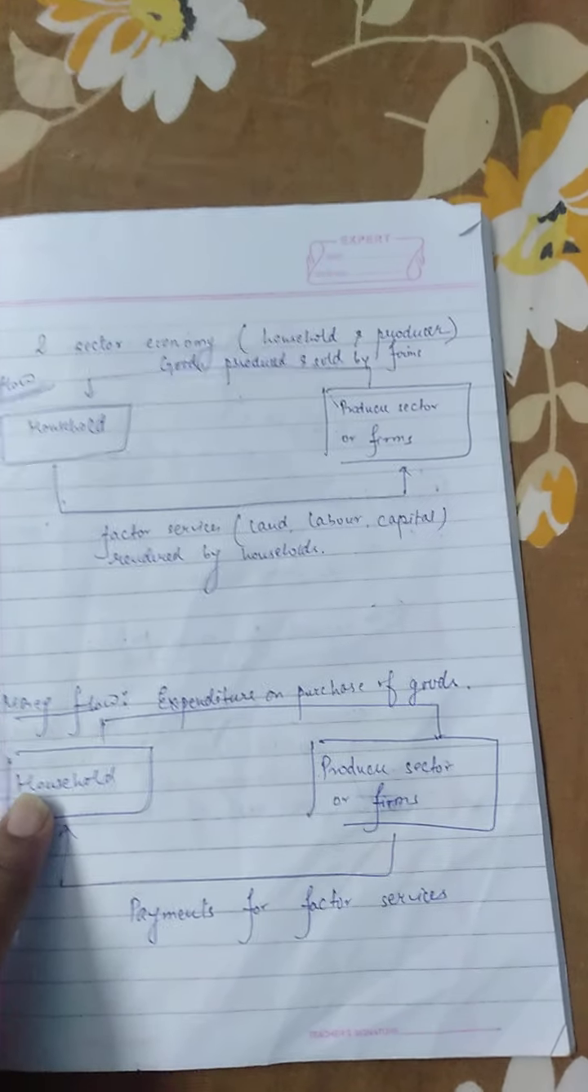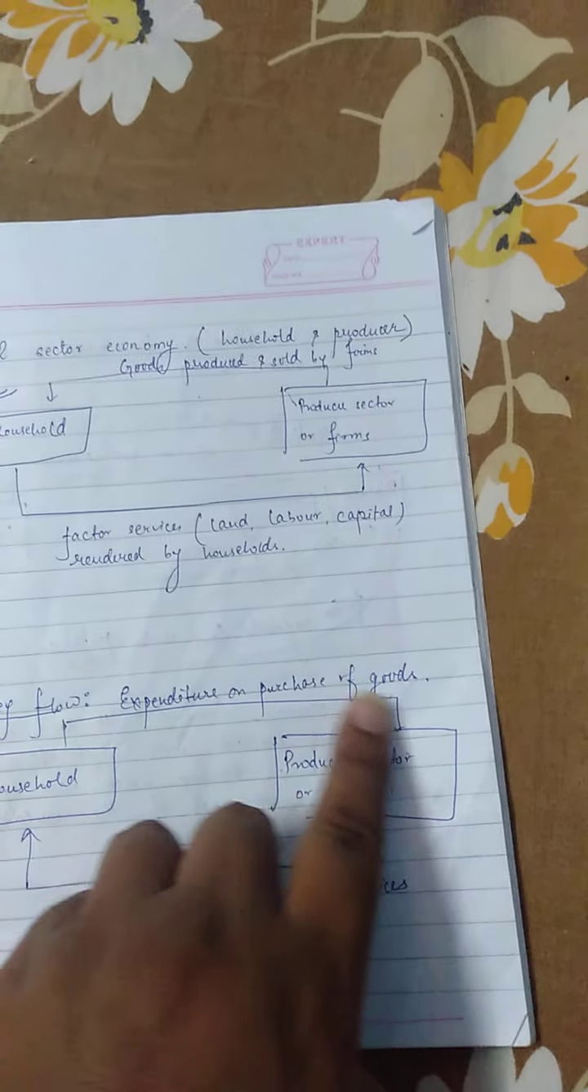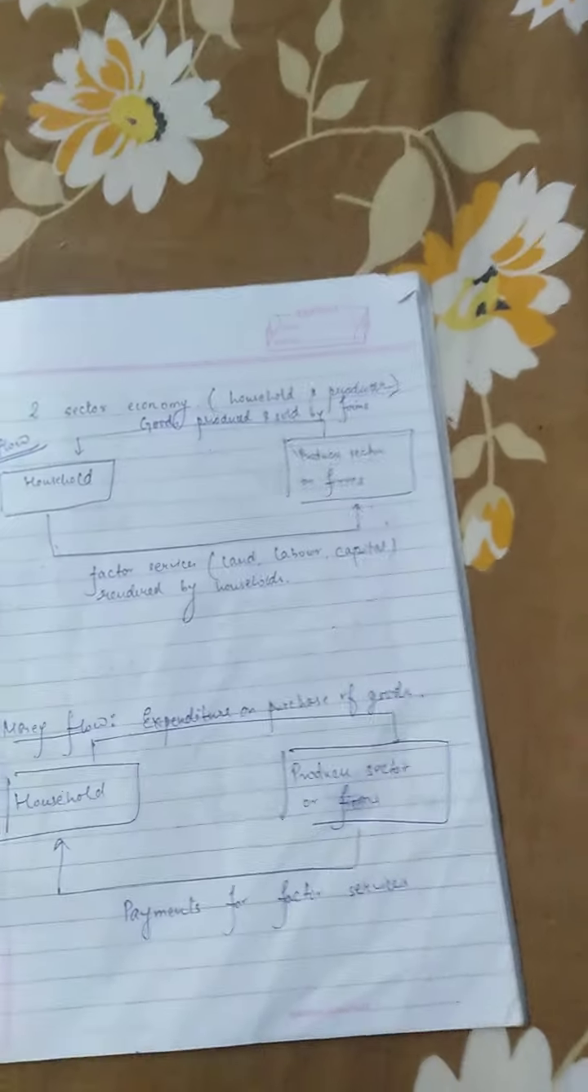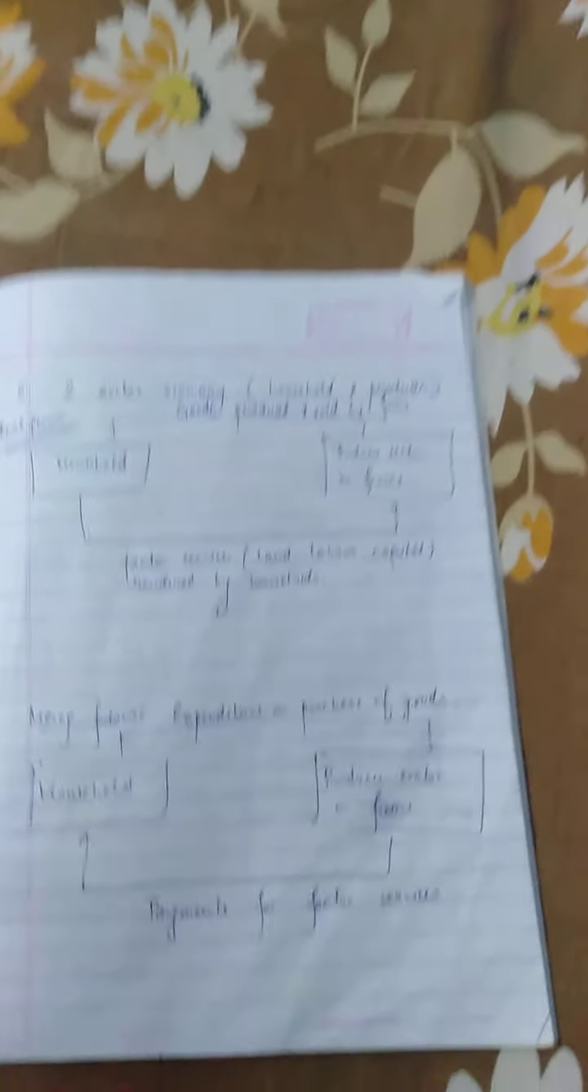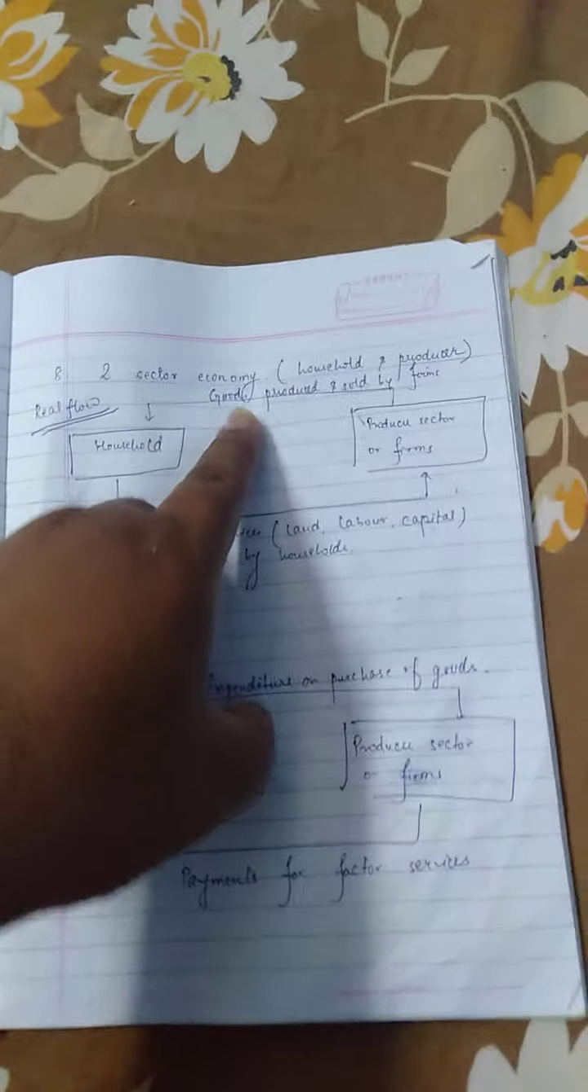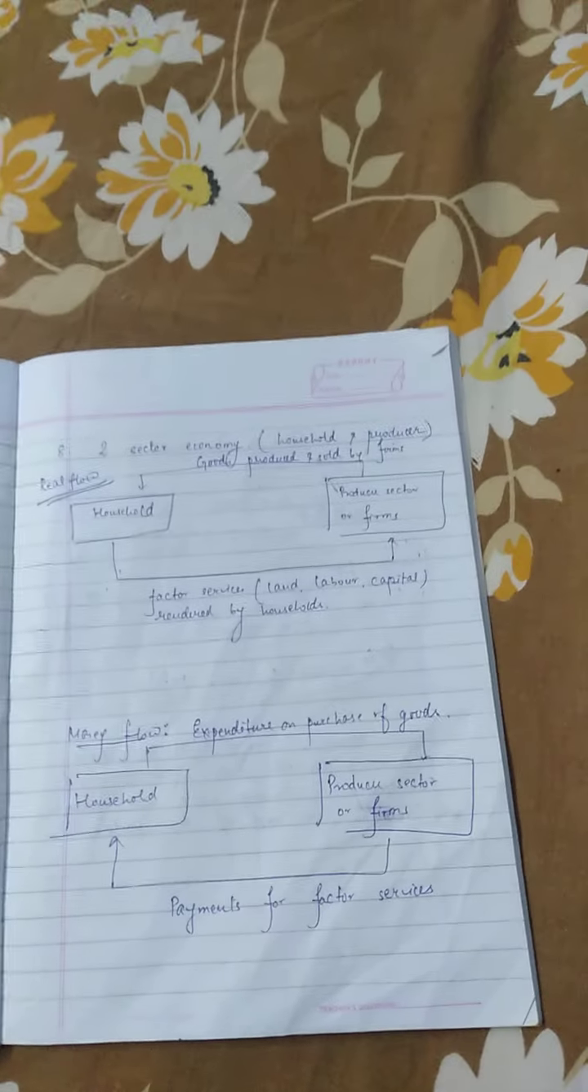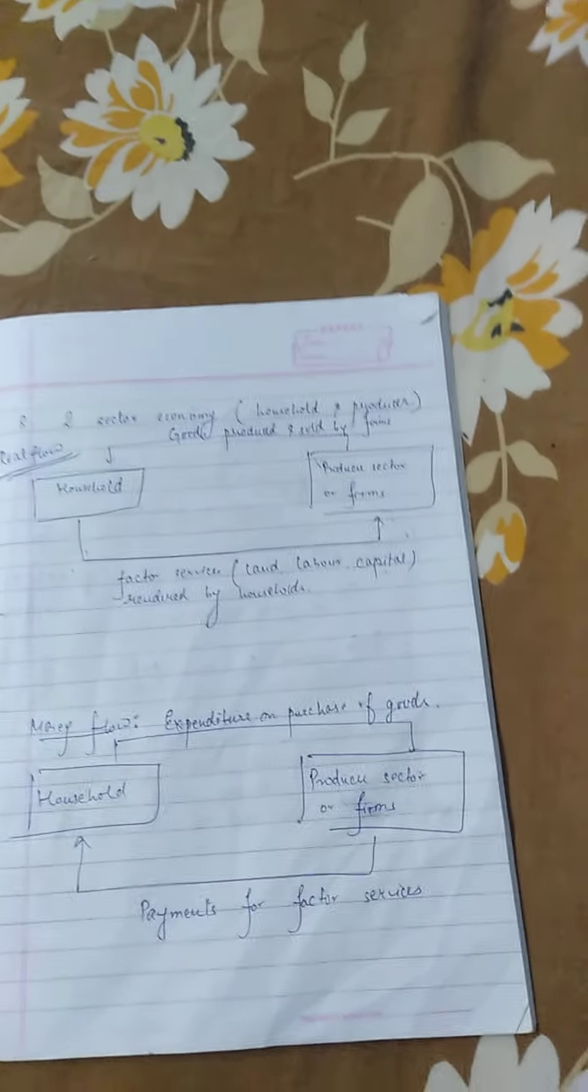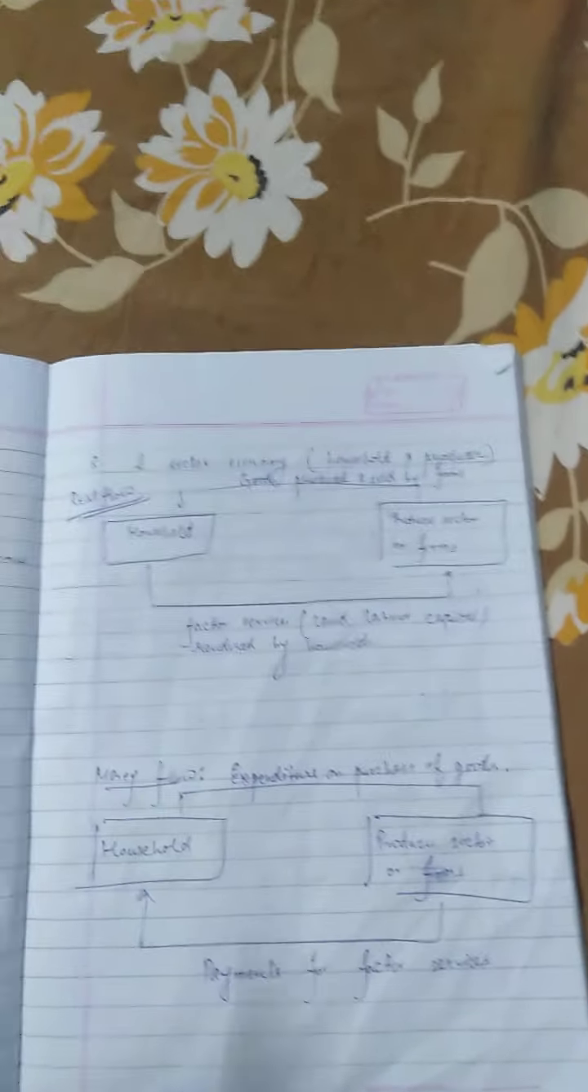So when you pay for this good, this is the expenditure that you incur on purchasing the goods. Let's suppose I am a producer and you are a household. If I give you a good, you will be paying something to me for that good. This payment is called expenditure on purchase of goods.